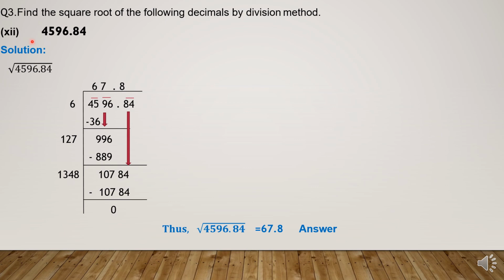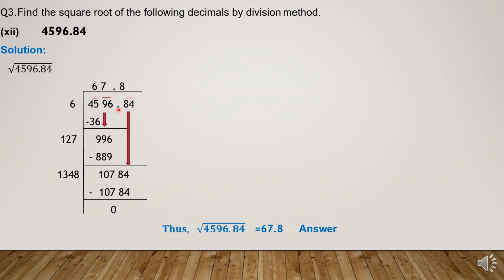See the last part, 4596.84 and we have to find its square root. So simple, the same method, because we first make the pairs of our decimal portion from left to right and similarly with the whole portion from right to left. 6 6s are 36, subtract from 45 and 36 we get 9. 96 will come down. 6 plus 6, 12. We will try 7 with 12. 127, 7s are 889. Subtract these two values, we get 107.